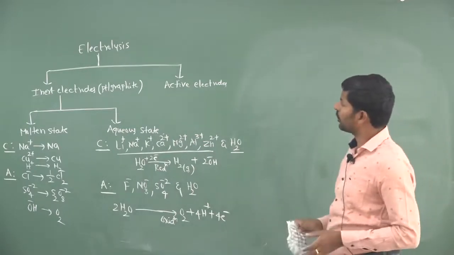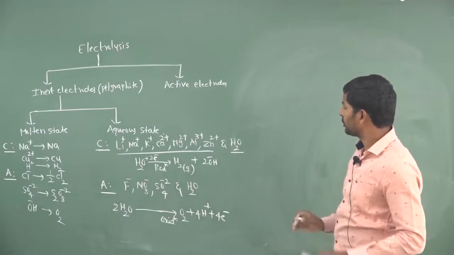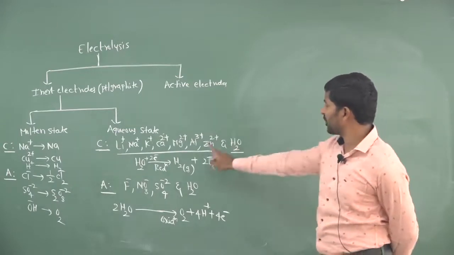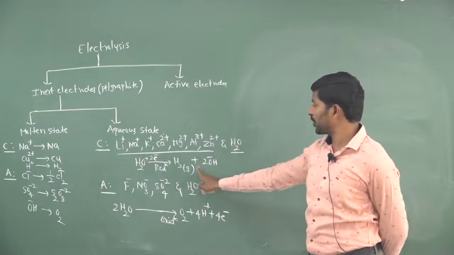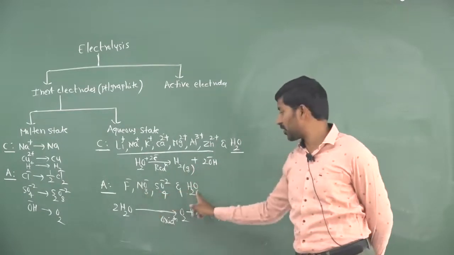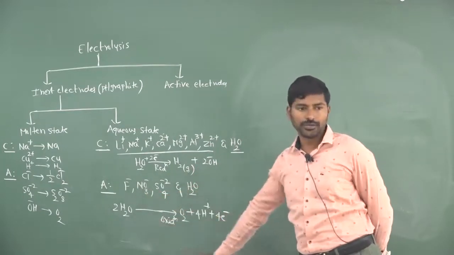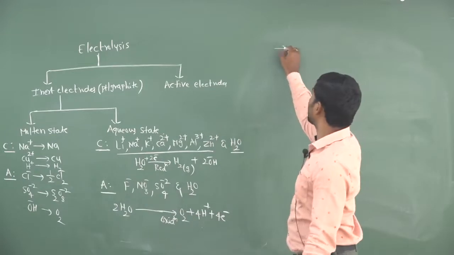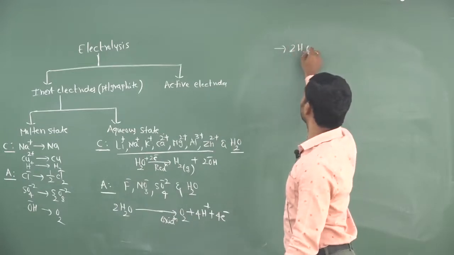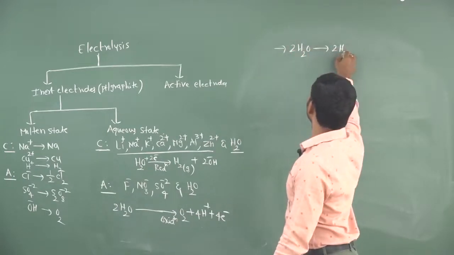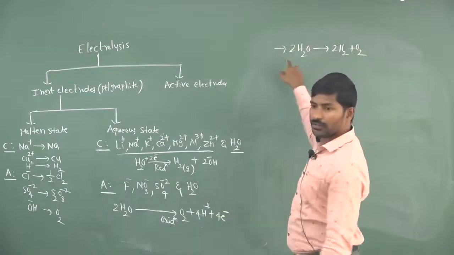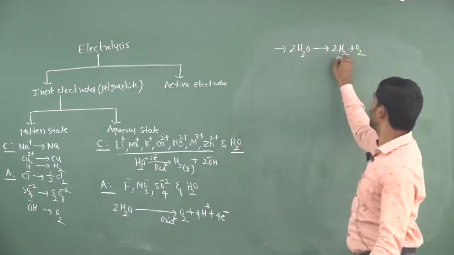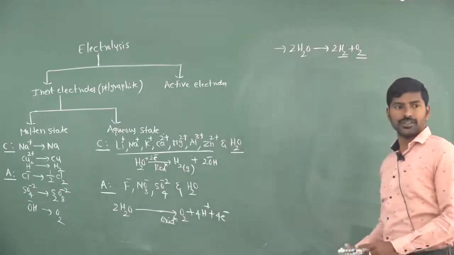This is the electrolysis. If there is a competition between these cations and water, water undergoes reduction. If there is a competition between these anions and water, water undergoes oxidation. If you take electrolysis of water, what are the products we get? Hydrogen gas and oxygen gas.